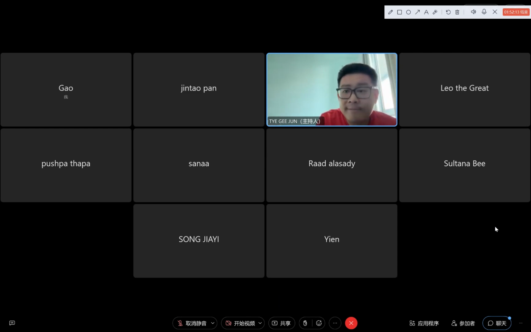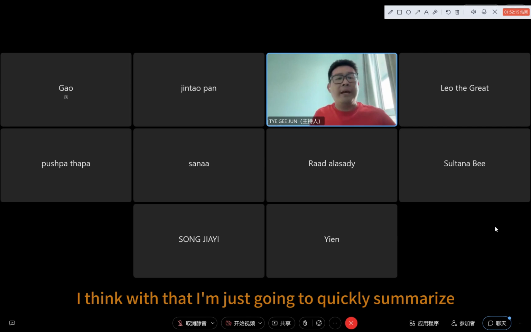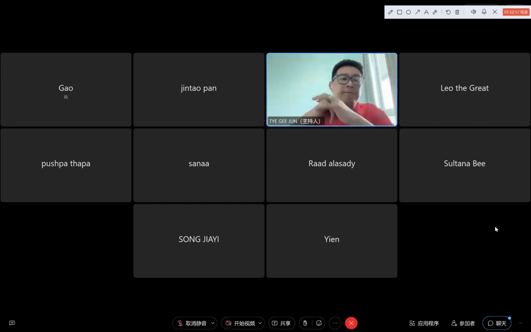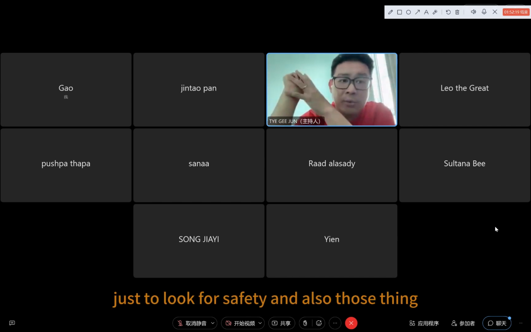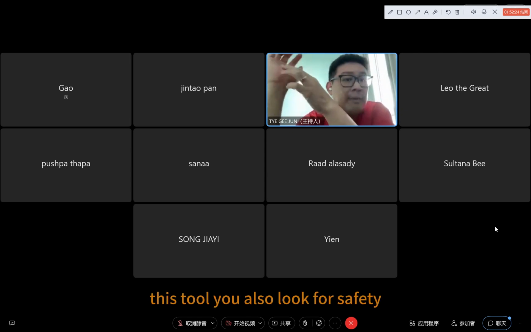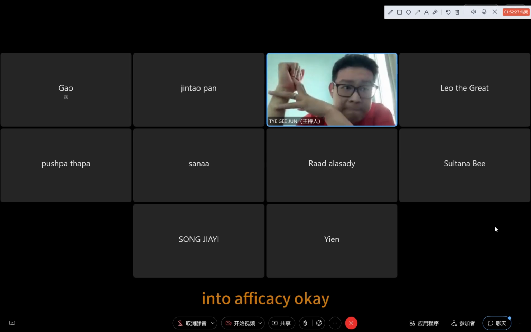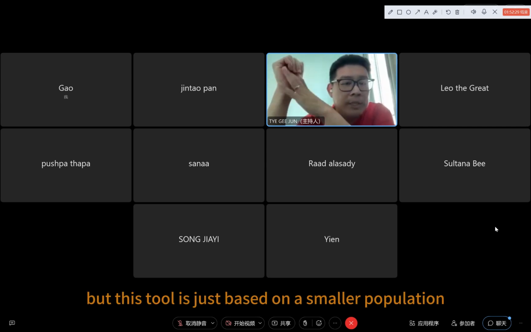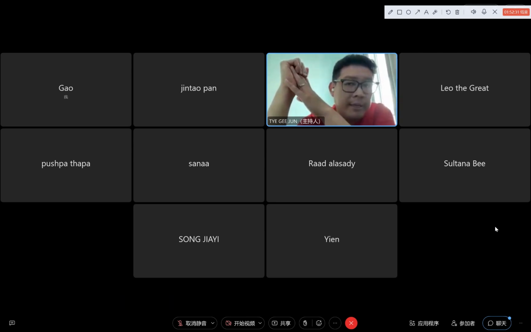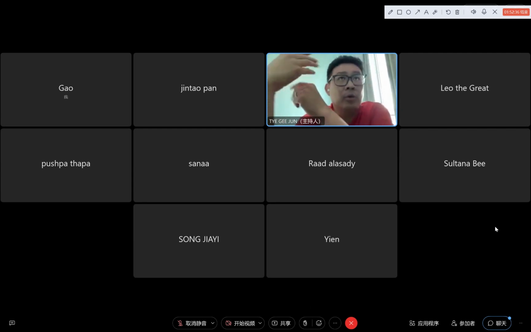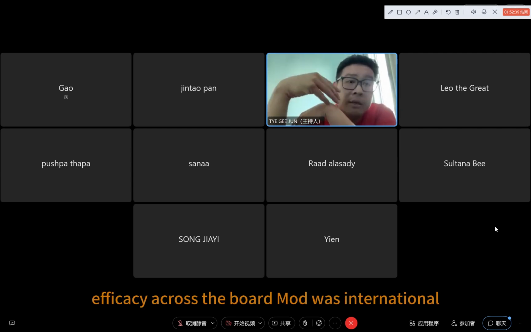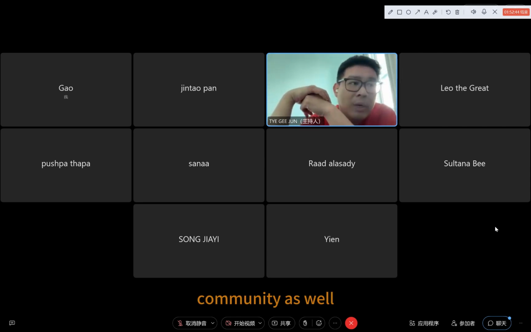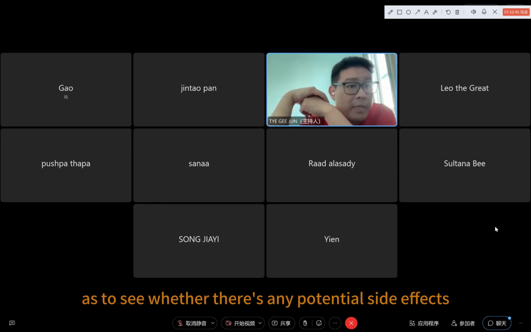Okay. All right. So I think with that, I'm just going to quickly summarize. Phase 1 is a very small trial just to look for safety and also dosing. Phase 2, you also look for safety, but you start to look a little bit more into efficacy. But these two are just based on a smaller population at a smaller genetic pool. When you go to phase 3 clinical trial, you want to look for efficacy across the board, more towards the international community, as well as to see whether there are any potential side effects.